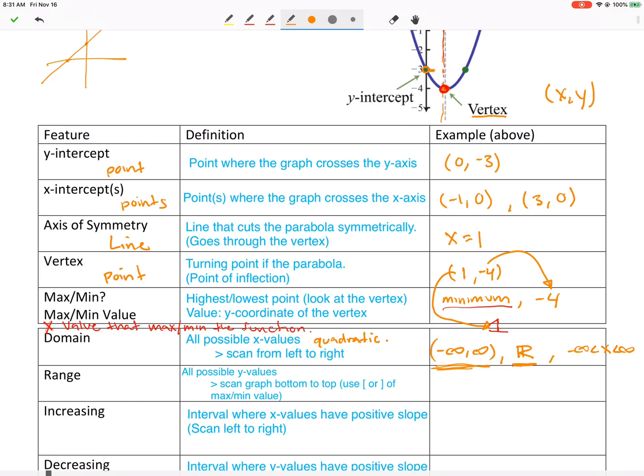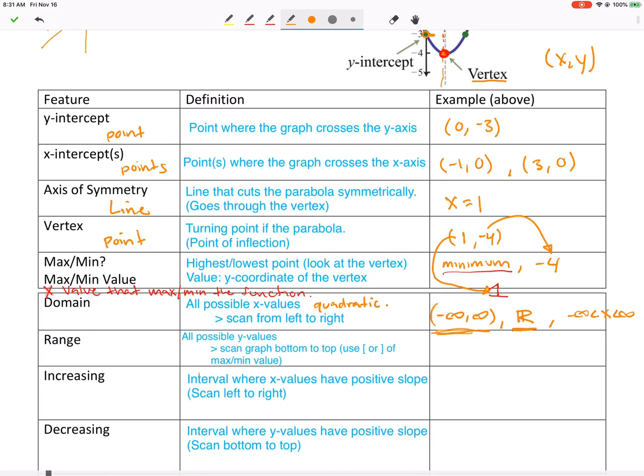One thing we need to realize is that the parentheses in the y-intercept and x-intercept and the vertex, those are points or ordered pairs. But when we're doing domain and range and increasing and decreasing, these are intervals. So they're not the same. It's not an ordered pair or a point. Okay, so this is an interval for all of these.